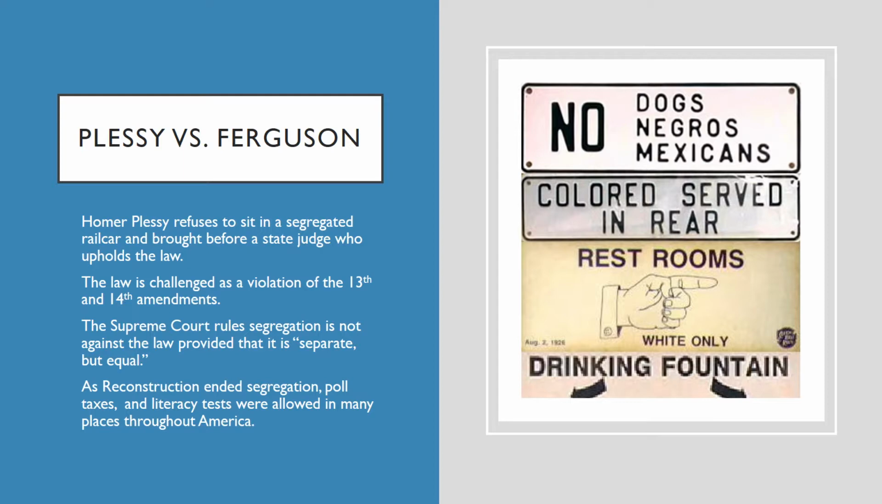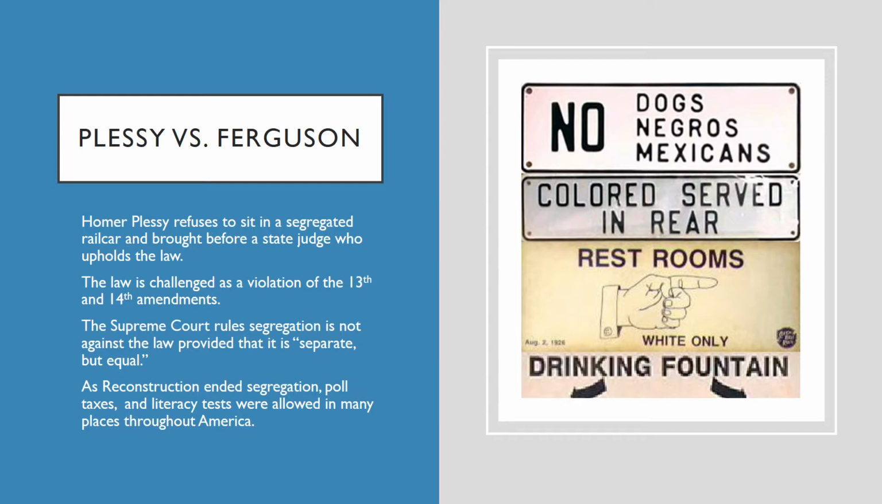The Supreme Court ruled that no, segregation does not actually violate the 14th Amendment as long as it's equal. So that's where the whole term separate but equal comes from. The Supreme Court said you can segregate society. Being segregated does not violate equal rights as long as the segregated facilities are equal. So separate but equal becomes the mantra in the South.